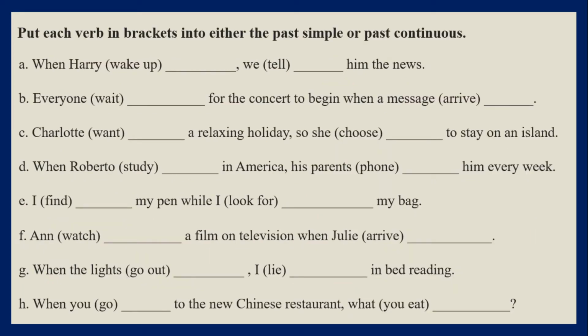Okay, now let's take a look at another exercise. Put each verb in brackets into either the past simple or past continuous. So you need to decide which sentence is in past simple, the main event of the story, and which one is the past continuous, the background situation. I'll give you a few minutes. If you can, pause the video, write the answers, then we can start reviewing them together. I will start explaining them in a few seconds.